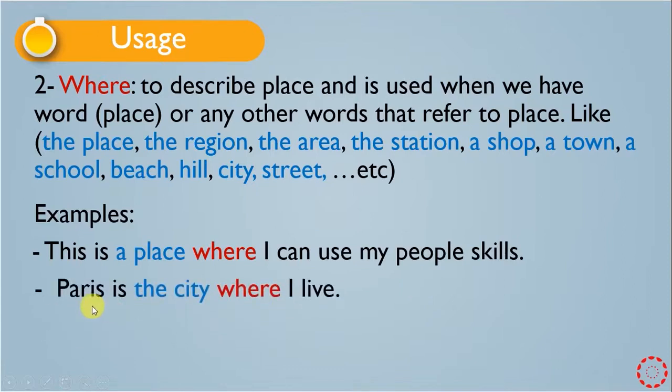Paris is the second example. Paris is the city. The city is a place. That's why we say where. Paris is the city where I live.